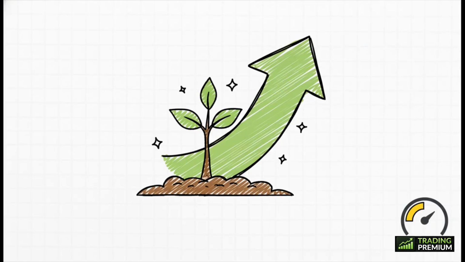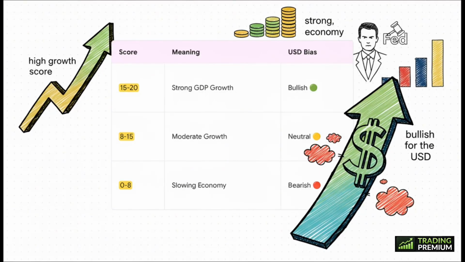Then we have the growth score, weighted at 20 points. This is all about the overall health and expansion of the economy, typically measured by GDP. A growing economy, to put it simply, can handle higher rates. You can see the connection here, right? When the growth score is high, it signals a strong, expanding economy. That gives the Fed confidence to stay hawkish without worrying about a recession, which, again, is bullish for the USD.